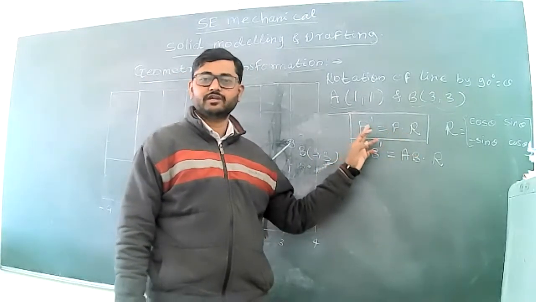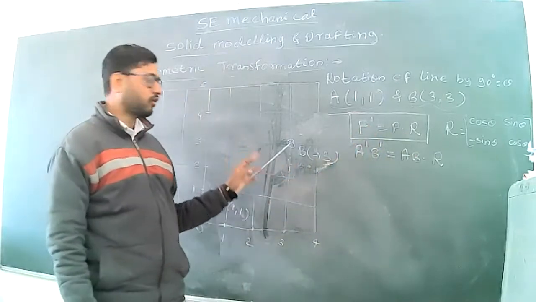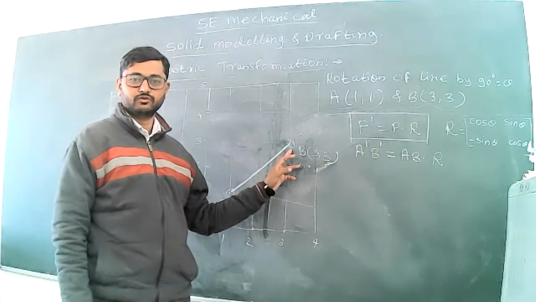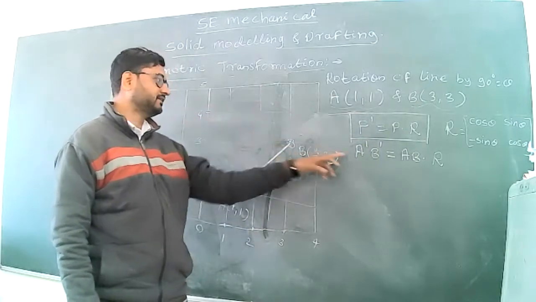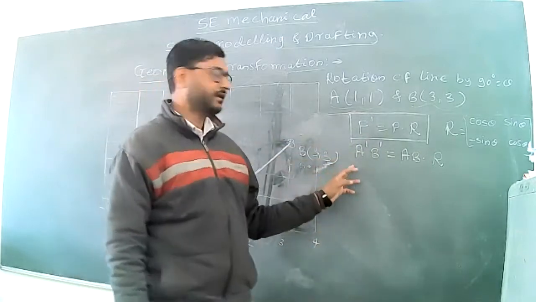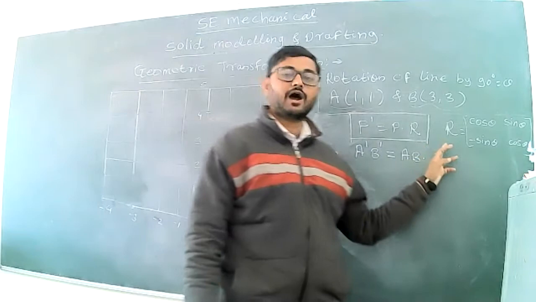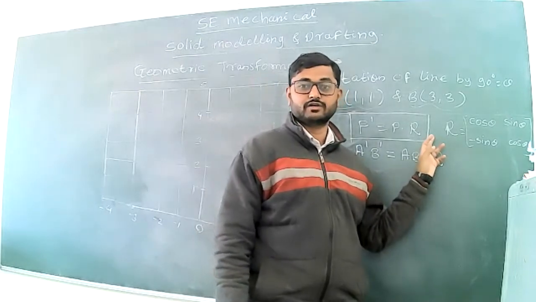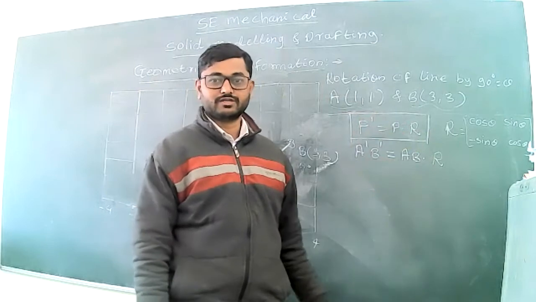So students, we know that for rotation, the transformation formula is P dash is equal to P into R, where P dash means A dash, B dash. Here we have to rotate this line AB to the new position. So AB is the old line and A dash B dash is the new line. So A dash B dash is equal to AB into R, where R is rotation. In the previous lecture, we have already derived the equation for rotation.